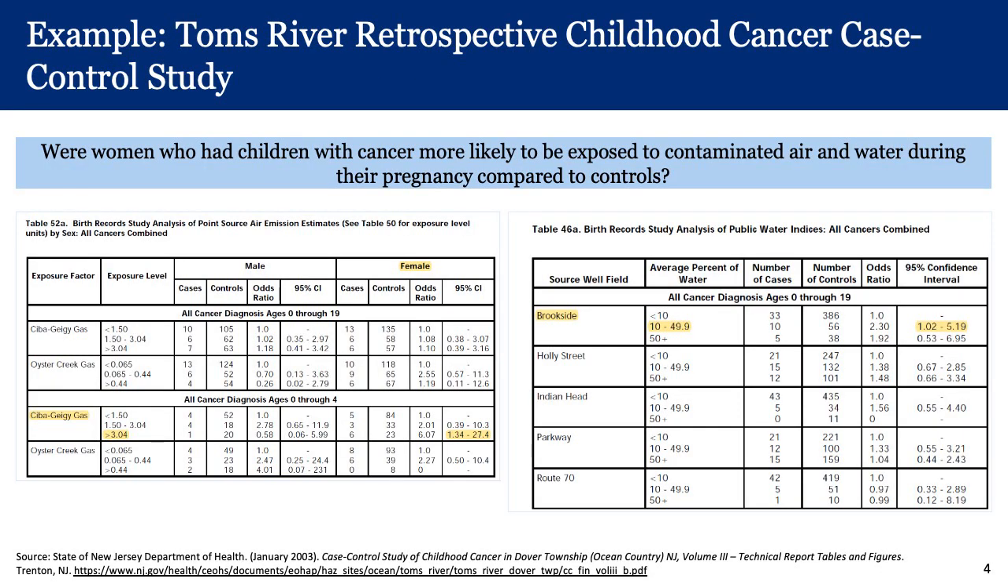Here's an example. I know this slide is very busy. The purpose of me putting these charts and tables up here is not really for you to gain anything out of it other than just make the point that, in fact, this is an example in the Toms River retrospective childhood cancer case control study where we were able to utilize that water modeling to help us assess what the risks were or the probabilities of children with cancer from having certain drinking water sources from certain contaminated sources in the community.